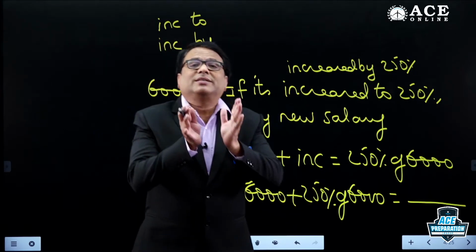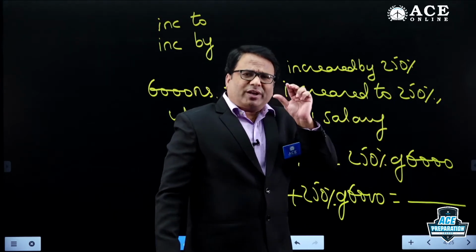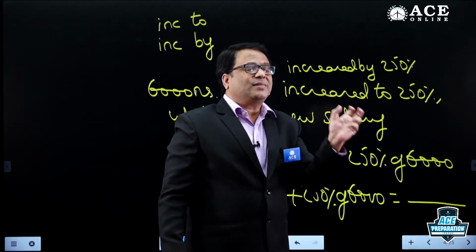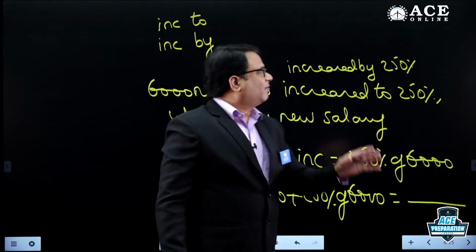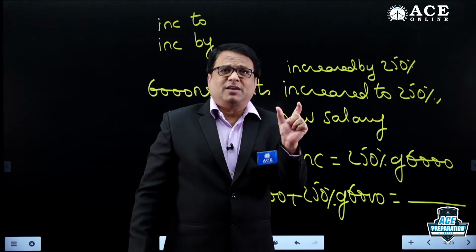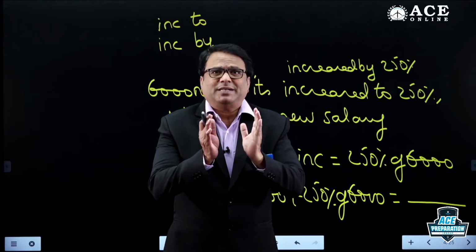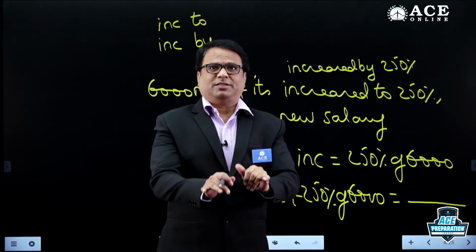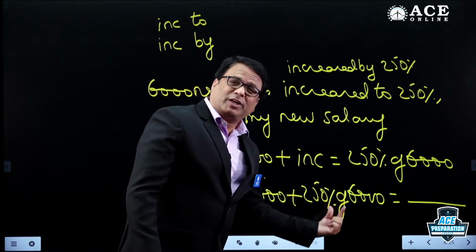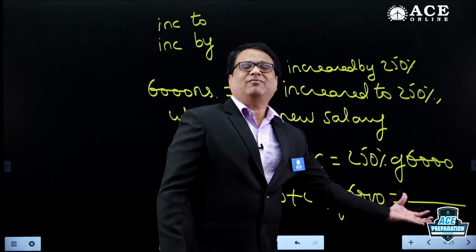When increased to is given, 250% is the final number. After increased to, whatever percentage is given is the final number. But when increased by is given, whatever percentage is given after it is not the final number, friends. That is the increased part. So my present salary is 6,000 and the increase in my salary is 250%. If you do this calculation, you will get the final number.